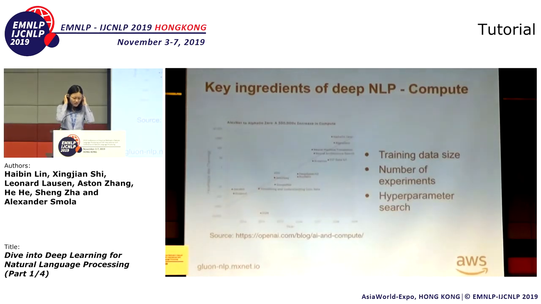Okay, the final important change in the NLP community is that the amount of compute needed has grown really fast over the past several years. So here I have the figure from OpenAI. From 2013 when we had AlexNet to 2019 when we had AlphaGo Zero, the compute has increased 300,000 times. It's not just because the training data size keeps increasing. Now that for each task we have more data sets, it means we need to run more baselines, more experiments, and also the hyperparameter search adds to the amount of compute we need.